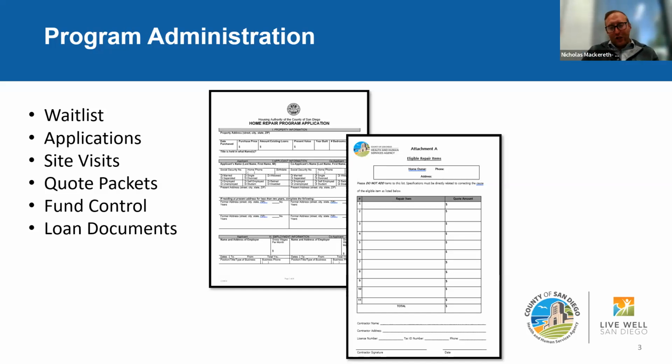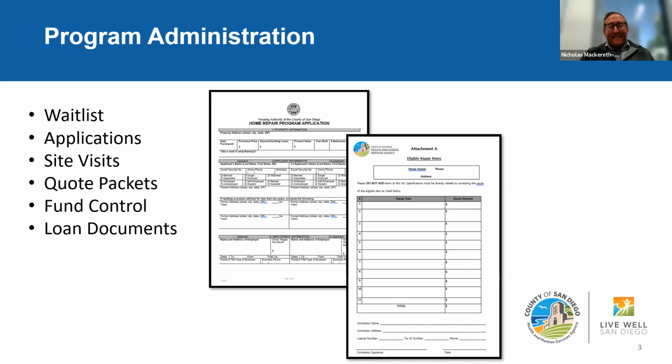Once individuals' names are pulled off of our wait list, we send application packets in the mail. Once applications are received, we review for participant eligibility, and I will be discussing participant eligibility on the next slide. Once applicants are approved and lead-based paint testing is completed, the county conducts an initial site visit. During these initial site visits, we go out there, we sit down with the homeowner, we review what the issues are and what things they want to have repaired and replaced. And then we do initial signatures on initial paperwork.